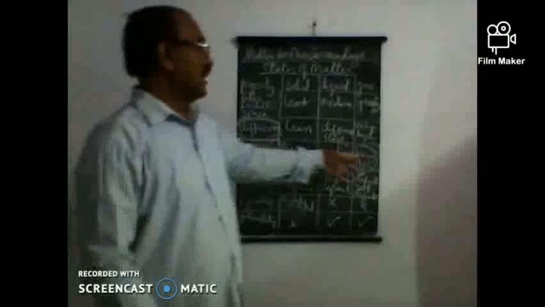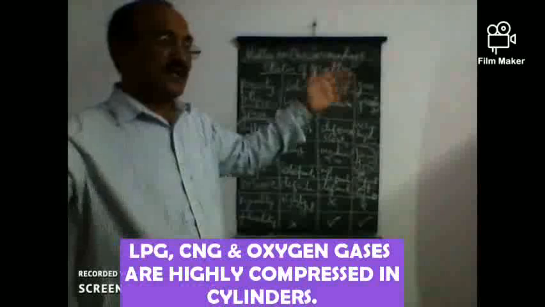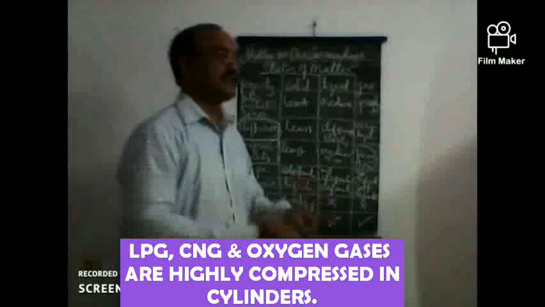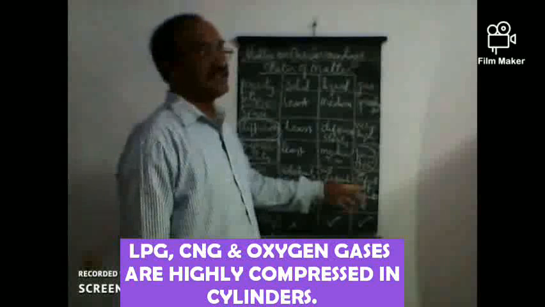The oxygen cylinders that the hospital people use also have oxygen gas tightly compressed into the cylinder, because at room temperature the gas will occupy so much volume, and to avoid that, to decrease the space, they compress it and keep it and carry it, so it is easy to carry.